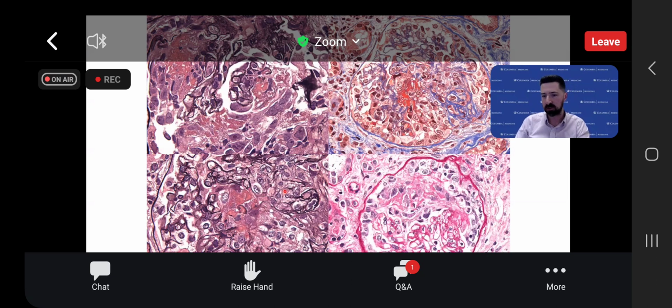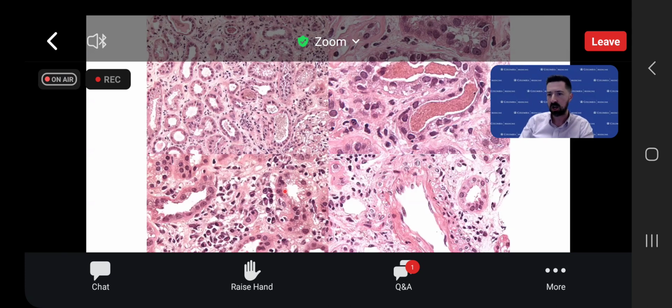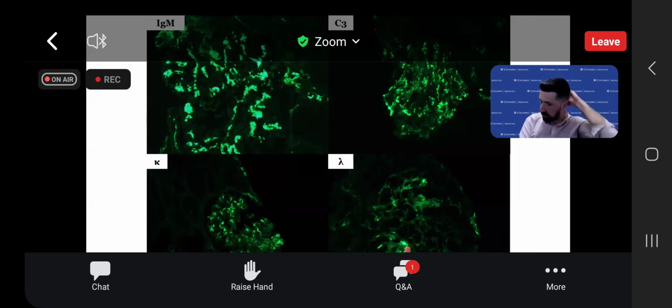The tubulointerstitial compartment was fortunately not very scarred. There's a lot of acute tubular injury and edema, accompanied by these red blood cell casts within the tubular lumina. There's the typical lymphoplasmacytic inflammatory infiltrate of ANCA vasculitis in the interstitial compartment. And ANCA is a disease that can involve not only the glomeruli, but arteries as well. And there's no evidence of necrotizing arteritis in this biopsy.